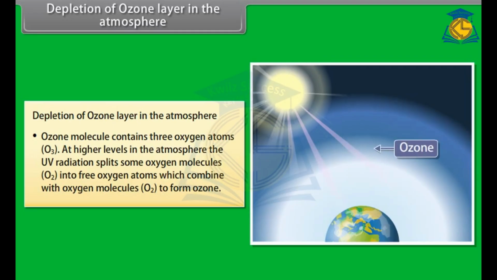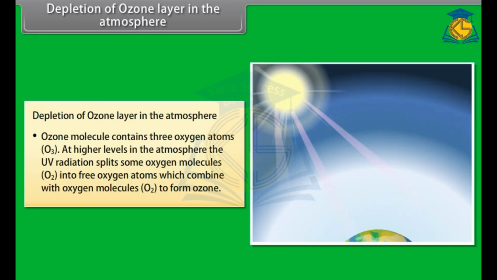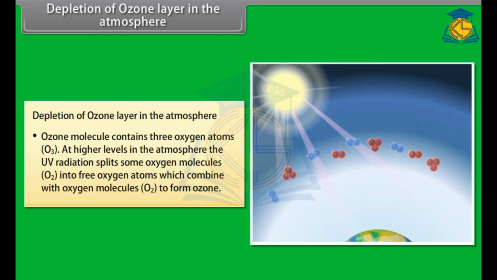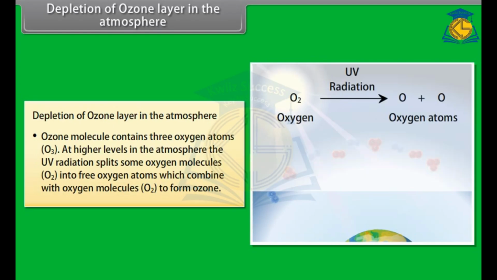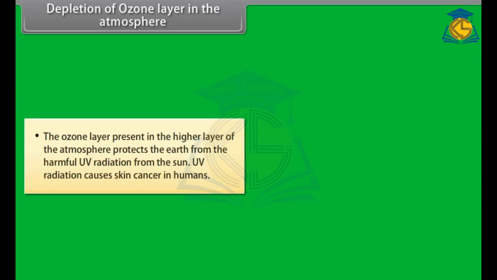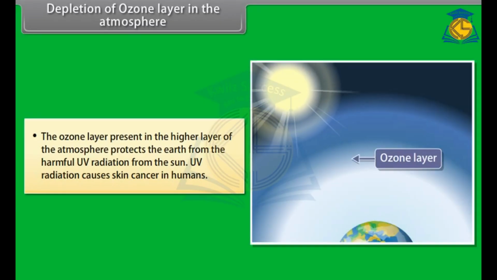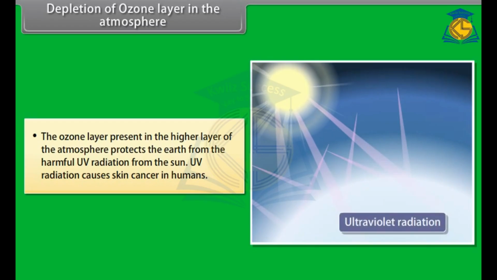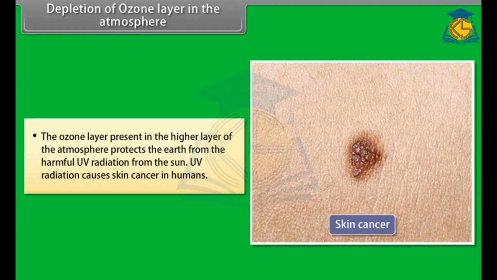Ozone molecule contains 3 oxygen atoms, O3. At higher levels in the atmosphere, the UV radiation splits some oxygen molecules O2 into free oxygen atoms, which combine with oxygen molecules O2 to form ozone. The ozone layer present in the higher layer of the atmosphere protects the Earth from the harmful UV radiation from the sun. UV radiation causes skin cancer in humans.